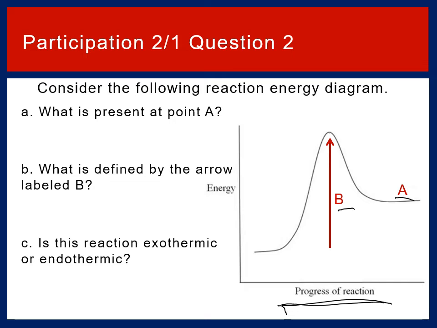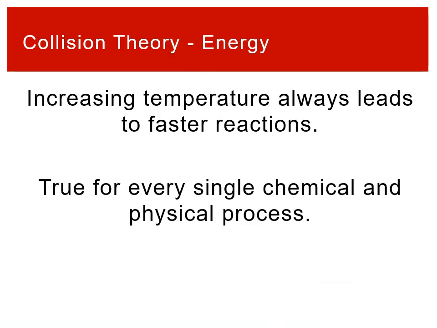So with that in mind, collision theory tells us you need high energy collisions for successful reactions. If you increase the temperature, molecules will move faster and they will have more high energy collisions. So every single reaction goes faster when you increase the temperature. It doesn't matter if it's a chemical reaction or a physical process, melting, freezing, whatever it is. At higher temperatures, everything goes faster because your molecules are moving faster.